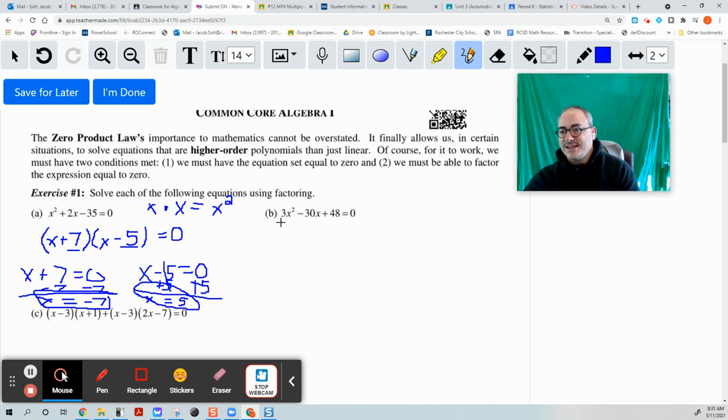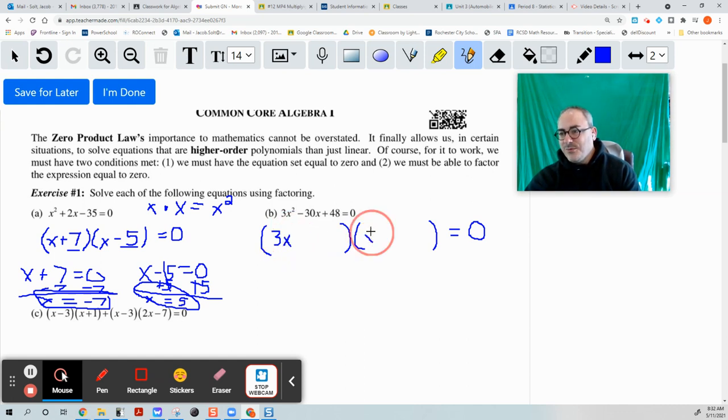This one's a little more complex because I got a 3 as a coefficient in front of the x squared, which makes life just a little bit tougher. But here's what I need. I need to have two things that will multiply together to give me 0 in order to use my zero product law, which means I'm going to need to factor these things into two expressions that get multiplied together.